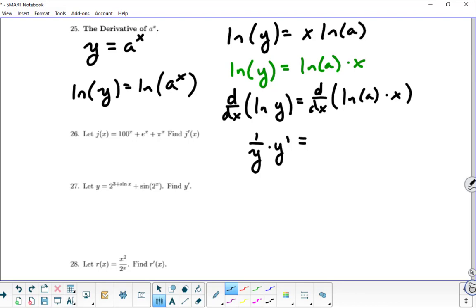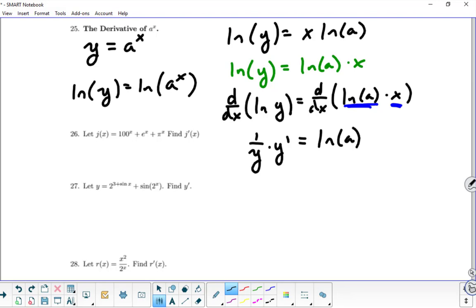Now, be careful on the right-hand side, folks. Okay, we already said this. Let's say it one more time. The natural log of a, that's just a constant, because a is a constant, so that's just a number. So I've got a number times the function x, and the derivative of a number times the function x, that's just the slope of that linear function. And so what's its derivative? It is the natural log of a.